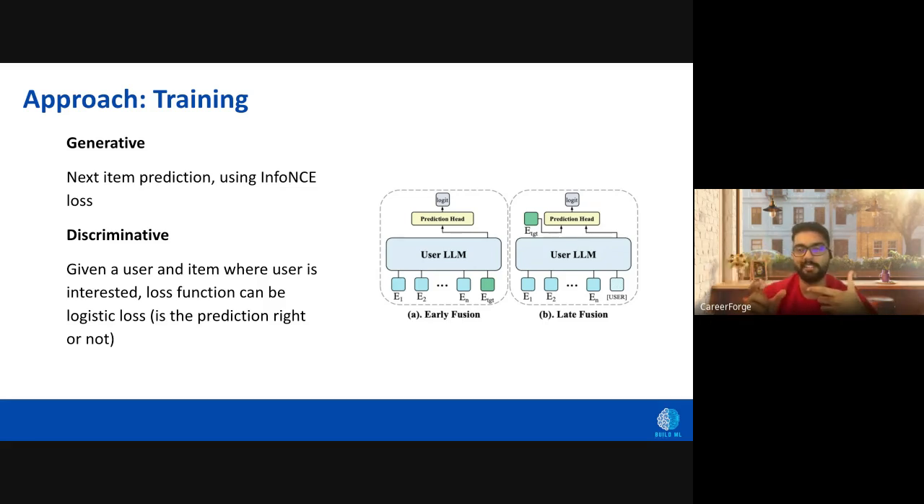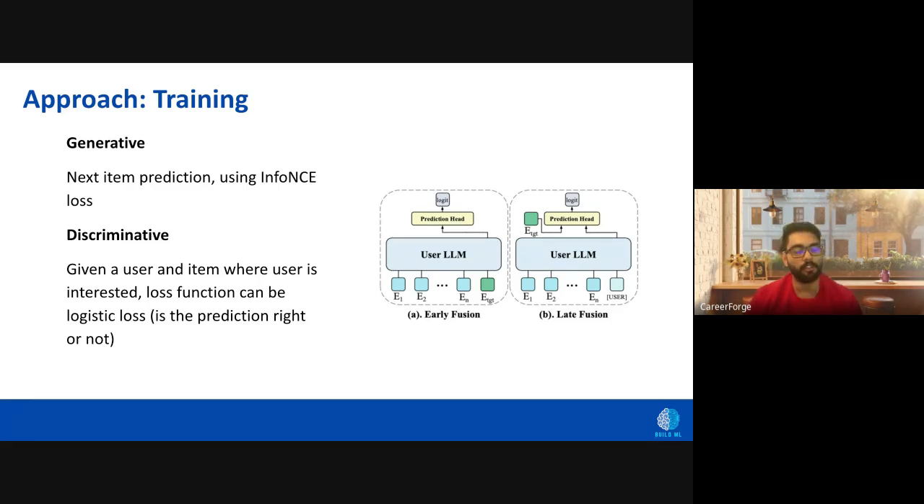And what the InfoNCE loss does is maximize the similarity between the output of this model and the positive item, and minimize the similarity between the output of this model and all the negative items. So that's what InfoNCE loss tries to do. It tries to do that kind of balancing act, and it's a fairly standard loss function, I would say.